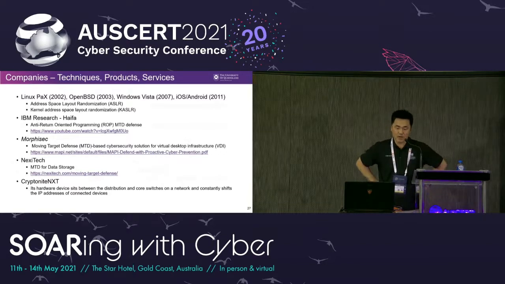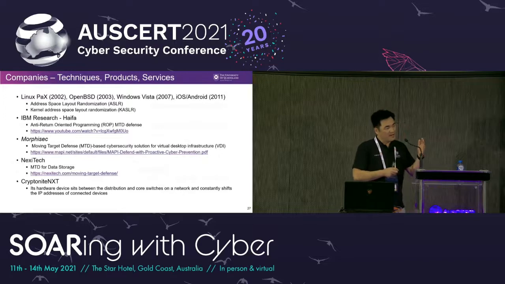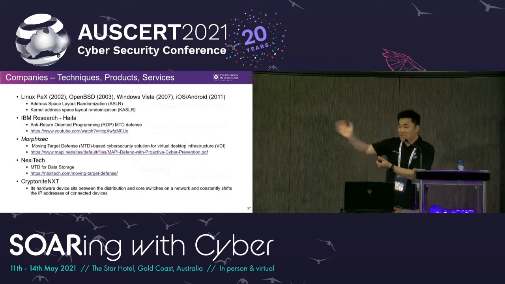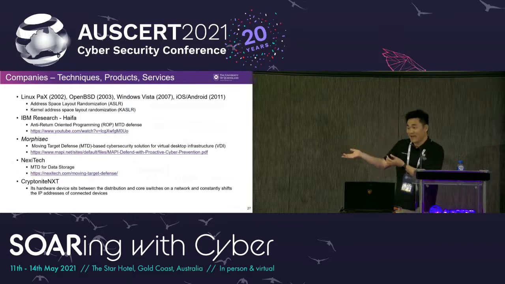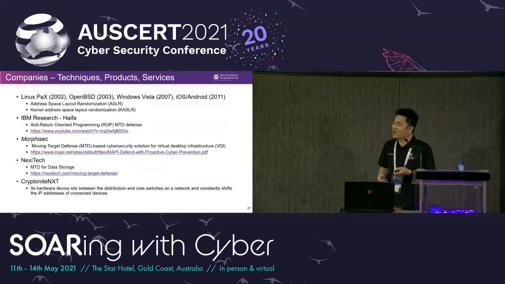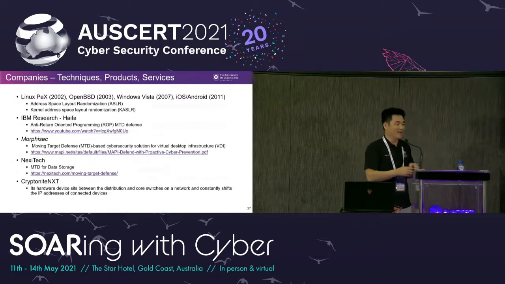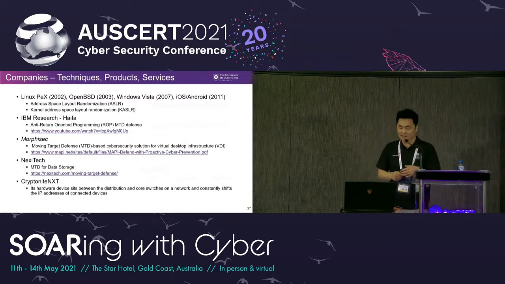And NextIE is focusing on MTD for the data storage area. And Crypto Next wants to develop a hardware device, like a proxy between users and static systems. They want to protect the system, but rather than changing the system, they want to develop a device like a secure box that can be put in the middle. This can provide some shuffling techniques in between so that they can protect the legacy and static systems. That's just ongoing work. Of course, I haven't listed all the companies, I cannot find all of them, but this is some examples of how companies and products are being developed.